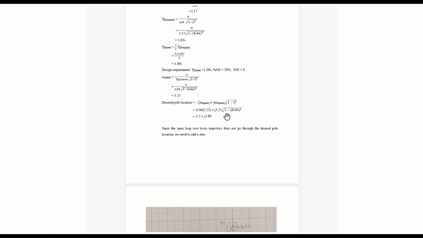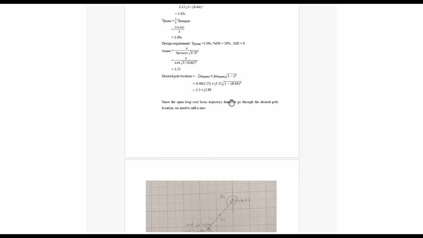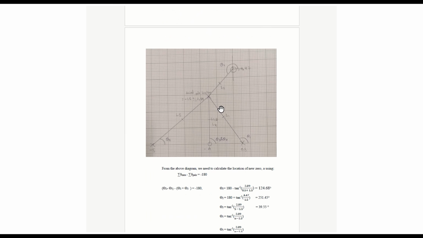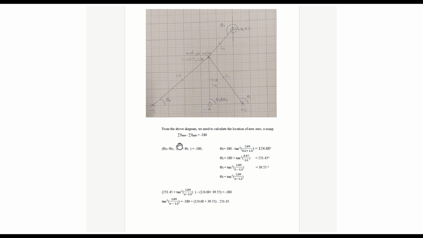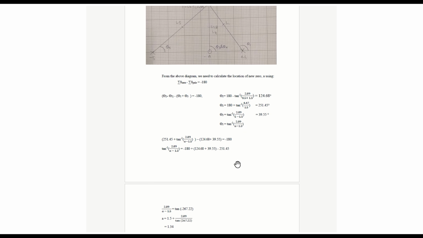We know that from our original locus, the trajectory does not go through this point, so that's why we do the PD part. In order to do PD, we need to know the location of the zero needed in our original locus. So we let it be a here as our zero. We use the formula of angle of departure to obtain this value. So here are the calculations.